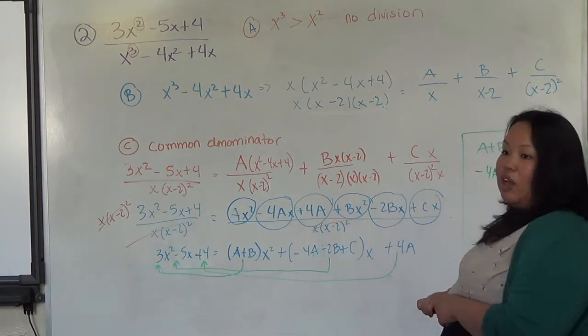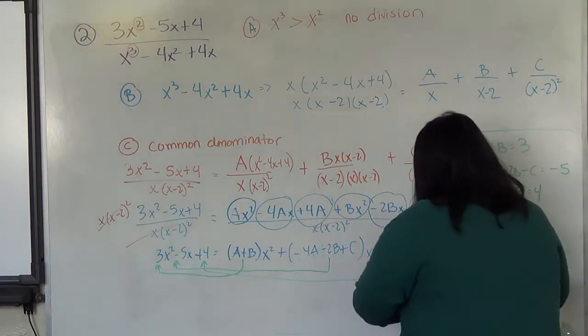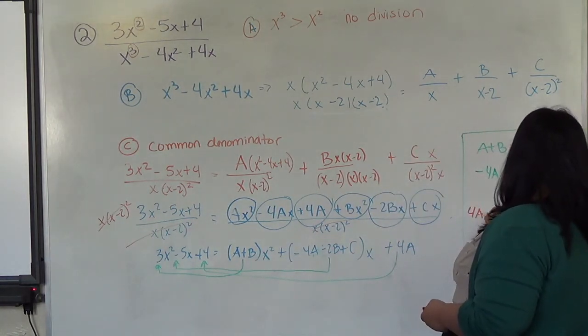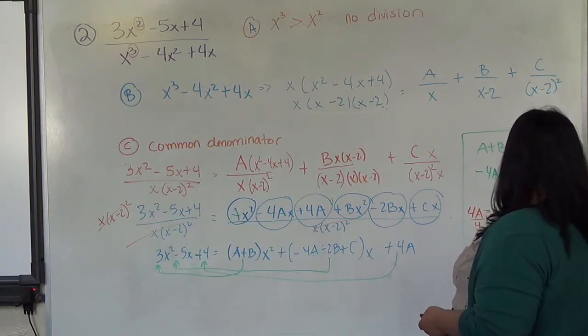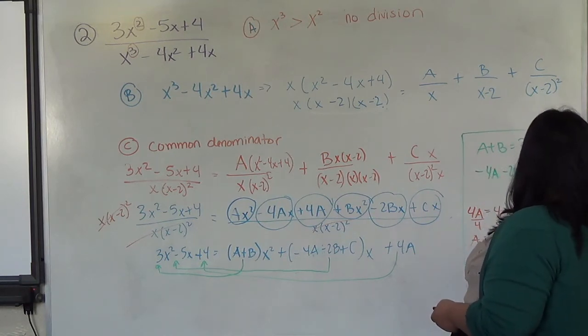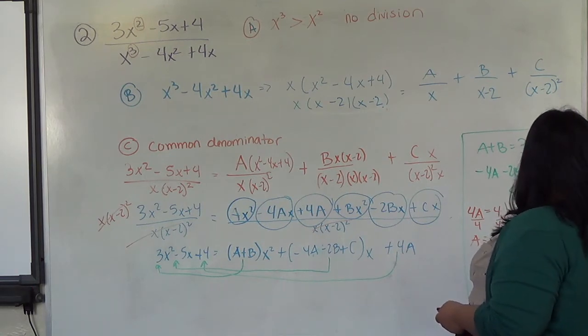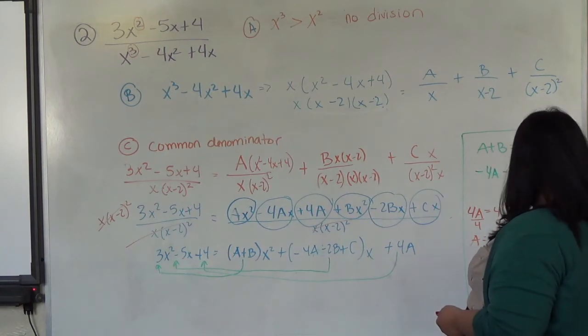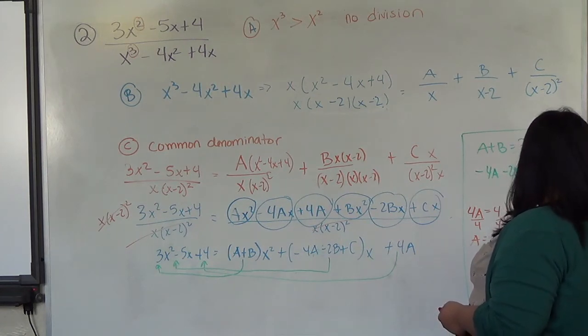Okay, so a has to be 1. So which one are we solving first? 4a. So we solve 4a equals 4. Divide both sides by 4, so a equals 1. Then we have 1 plus b equals 3. Minus 1 from both sides. B equals 2.